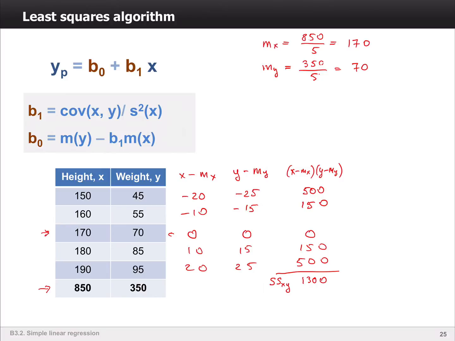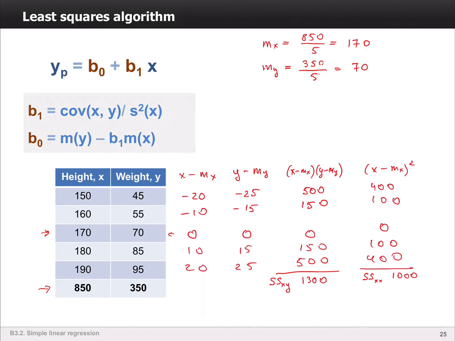Now we can calculate x minus mx squared. We just need to take the values from the first column and square them. So minus 20 squared will be 400. Then minus 10 squared will be 100. Then you have 0. Then you have again 100 and 400. Okay. And then if you take a sum, you will get this SSXX, which in this case you can easily see is just 1000.